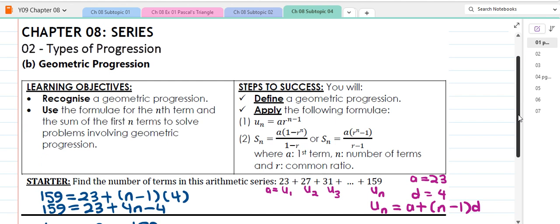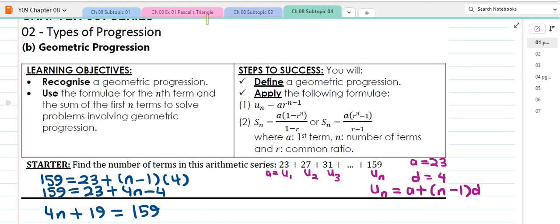So this time we are going to deal with another type of progression which is called geometric progression. For this one you also need to focus on how to find the nth term, where the n will be the unknown, and also you will use the formula to find the sum of the first n terms.